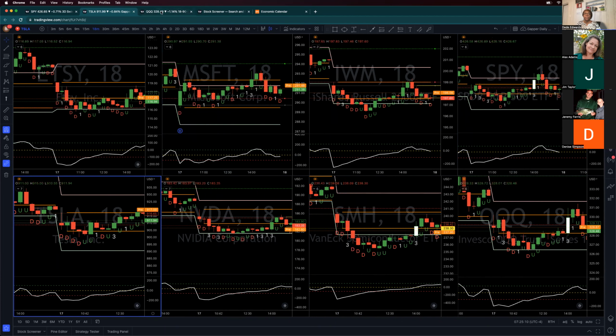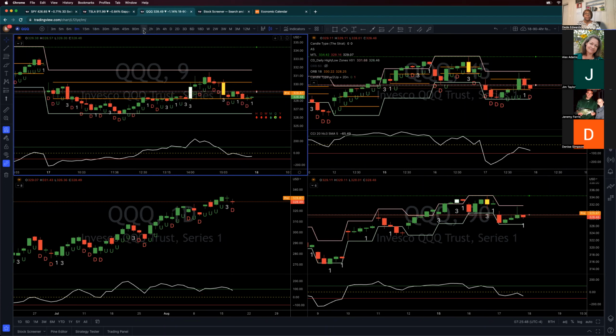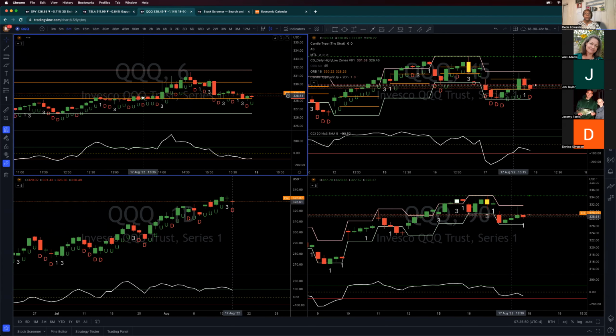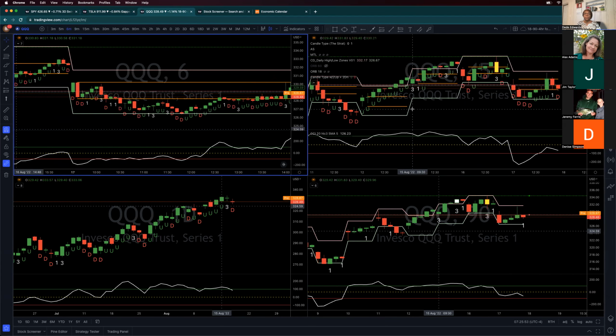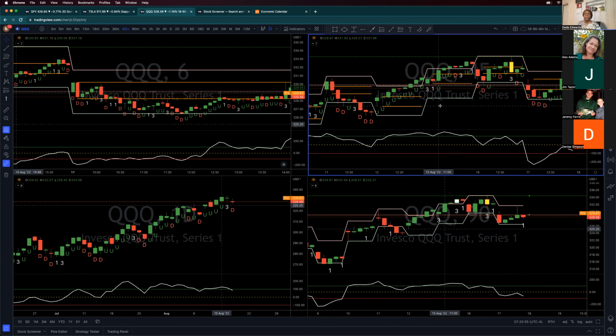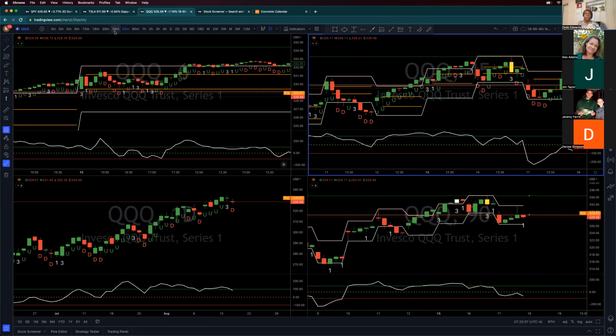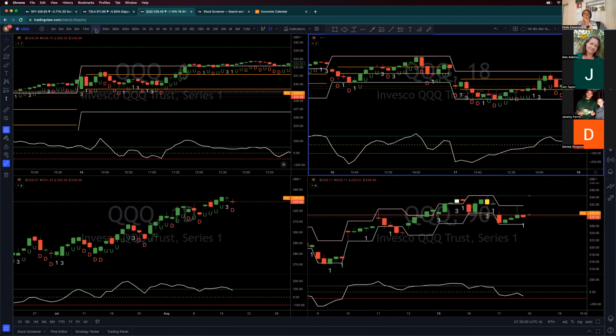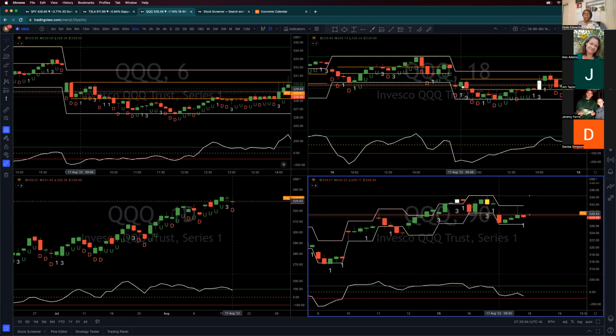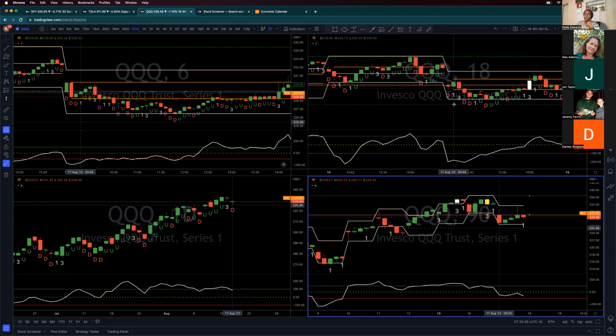Here's the Qs. Let's go to our 6-minute time frame. Let's put this back on the 18. All right, how do you enter this trade? So again, if our signals are inside bars and two twos, we wait for this inside bar to close, and then we look for our opportunity.